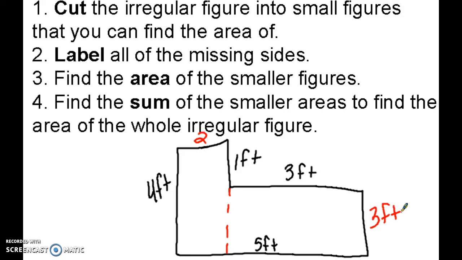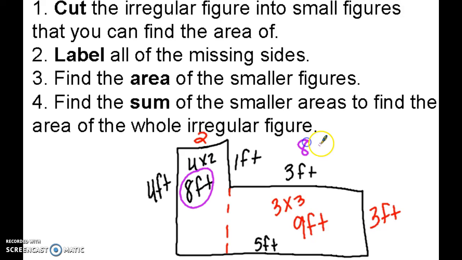Once you label it, then you find the area of the smaller figures. So for this rectangle, you have 4 by 2, which is 8 feet. And for this one, you have 3 by 3. So that's 9 feet. And then the last thing you do is you find the areas of the smaller figures, you add them together. 8 plus 9 is 17 feet. So the area of this composite figure is 17 feet.